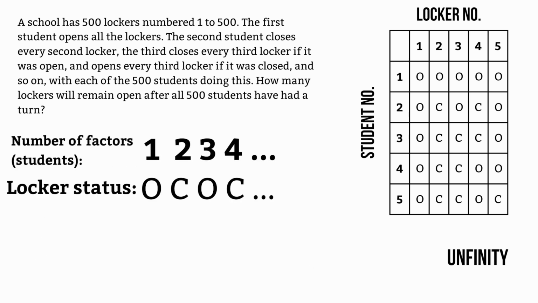Now let's see how the number of factors of lockers will affect the locker status. Here we see that if a locker has an even number of factors, then the locker status will be closed. If the locker has an odd number of factors, then the locker status will be open. And as we have already seen, only perfect squares have an odd number of factors. So only lockers which are perfect squares will remain open. So now all we have to find is how many perfect squares are there from 1 to 500.